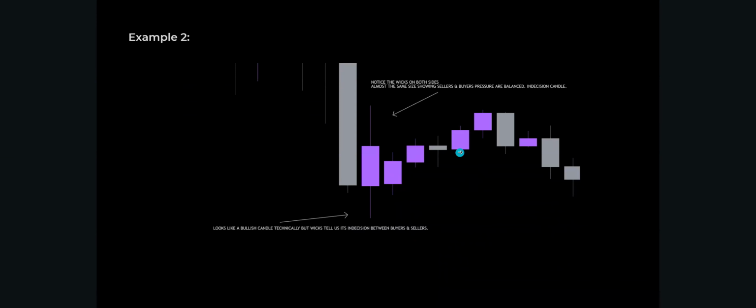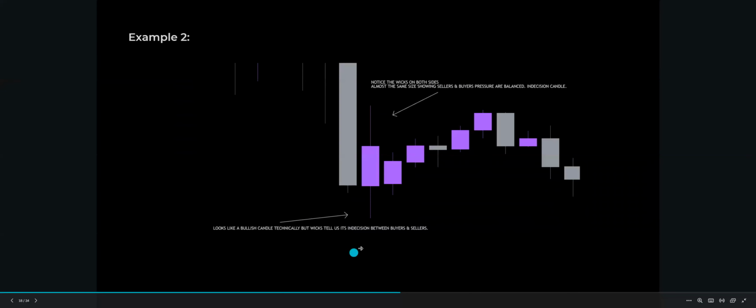Another one. If you notice this candle as well, you see how there are wicks towards both of the sides, showing that there's an equal selling and buying pressure and it's balanced. Therefore, this is an indecision candle that I mentioned. All right, so same thing with the wicks. It shows us there's an equal balance. Let's look at a third example there.